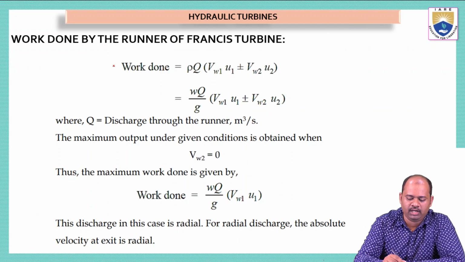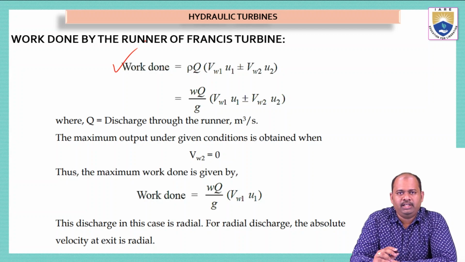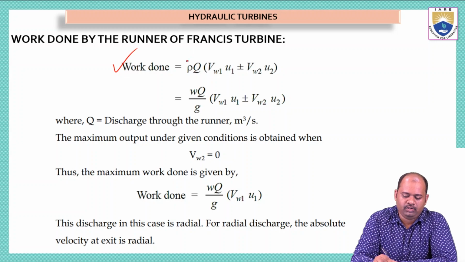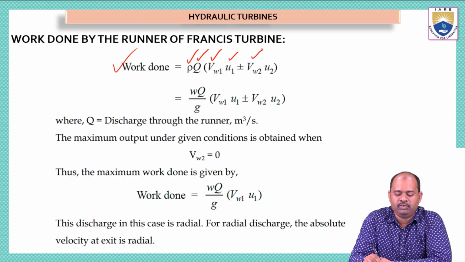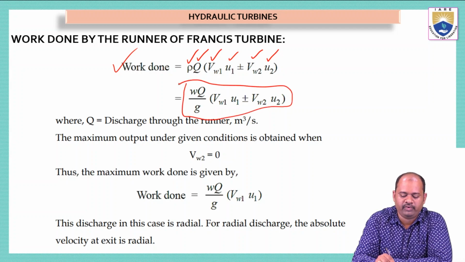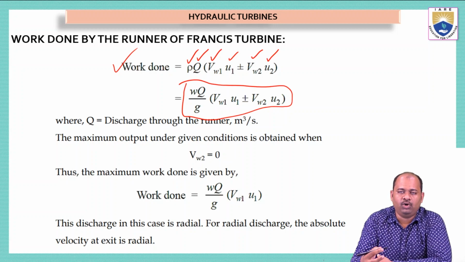Now if we see the work done formula, work done by the water on the turbine is given by this, and we take this in the same manner for every turbine. Here rho is the density of water, Q is the discharge of water coming out of the penstock, V1 is the whirl velocity, U1 is the velocity of the vane at inlet, VW2 is the whirl velocity at outlet, U2 is the velocity of the vane at outlet. By simplifying this formula, we get the simplified formula for work done by the water coming out of the penstock on a turbine vane.